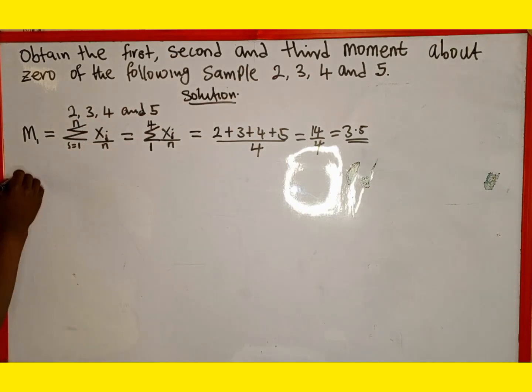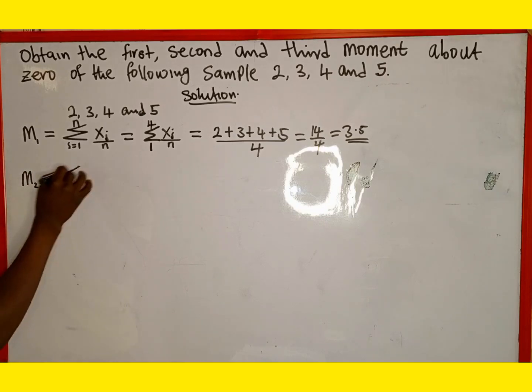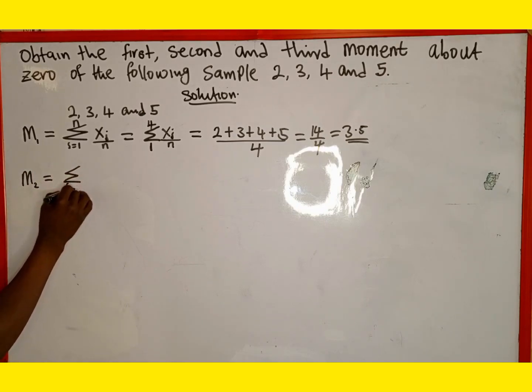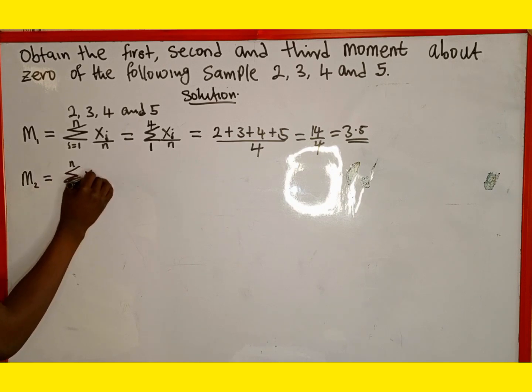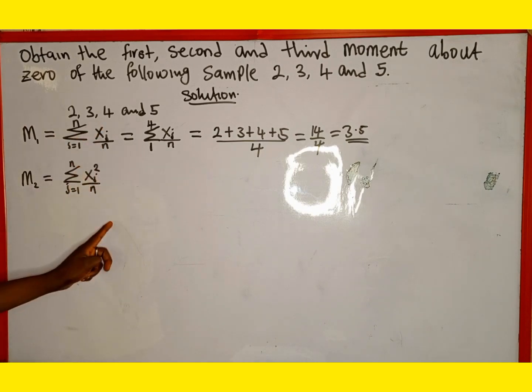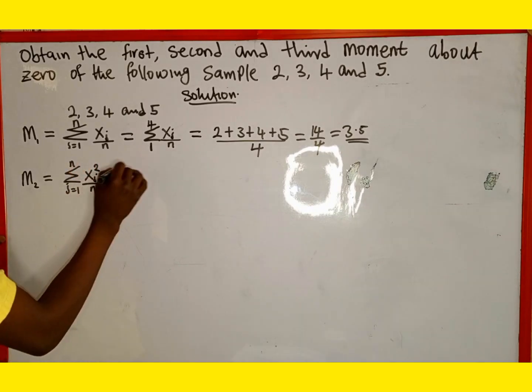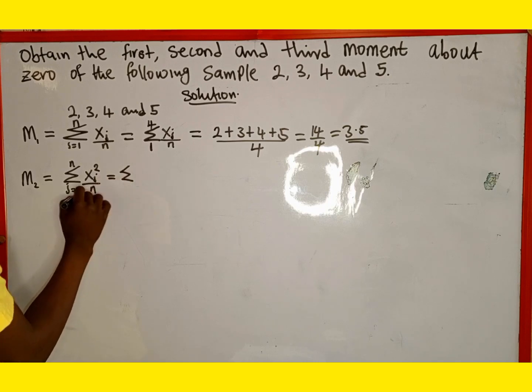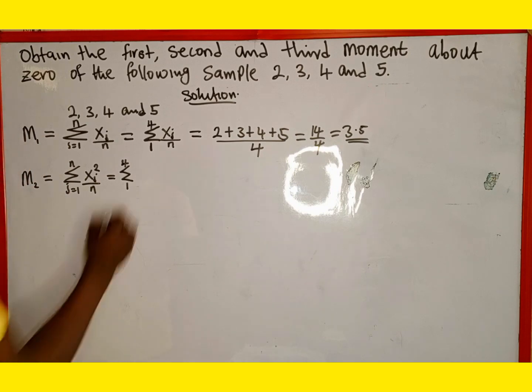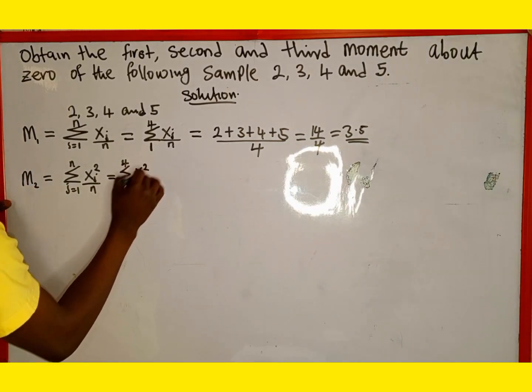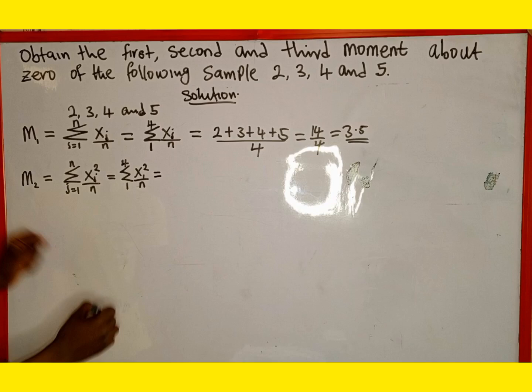Now the second moment, which is denoted as m subscript 2, is equal to the summation, as i ranges from 1 to n, of xi square over n. So this is the difference between these two formulas. This one is raised to the power of 1, and in the second one, x is raised to the power of 2. So this is equal to the summation of i ranges from 1 to 4, because the number of the data is 4, then xi square over n.